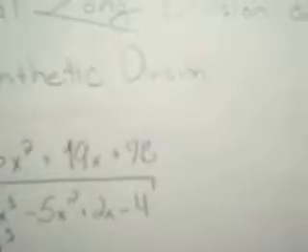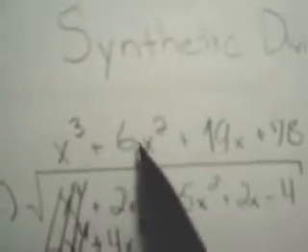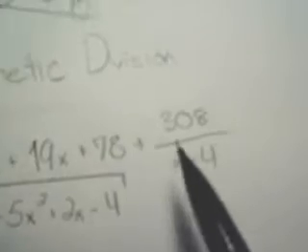Okay. What you do with that is you, depending on if it's positive or negative, since it's positive, we want to put a plus sign up here. Okay, and you put plus 308, and you put that over what you're dividing by, x minus 4. And so that is our final answer. X cubed plus 6x squared plus 19x plus 78 plus 308 over x minus 4.